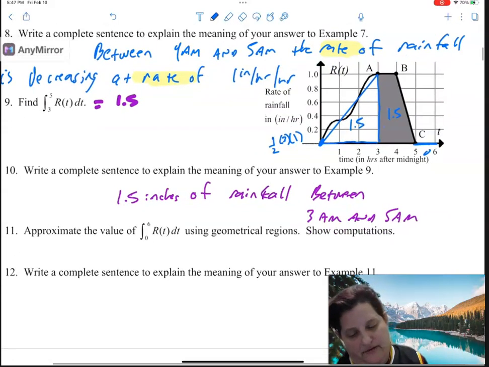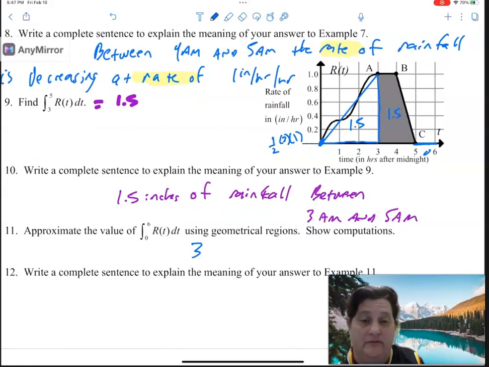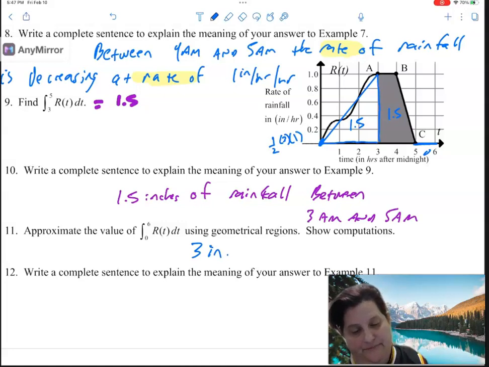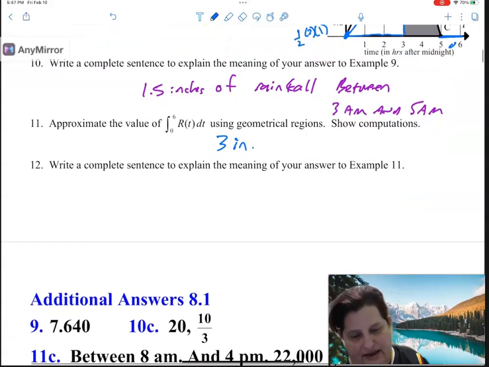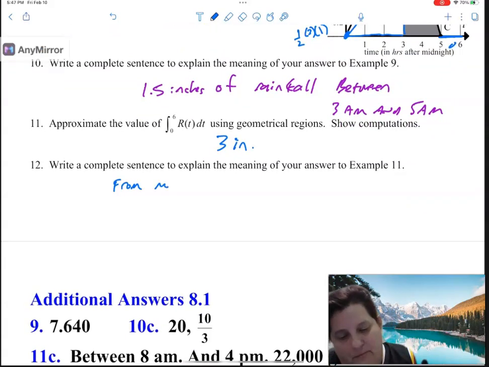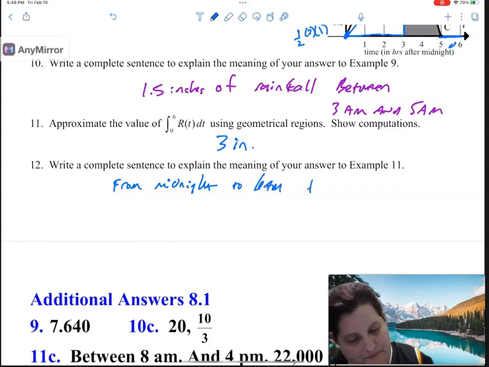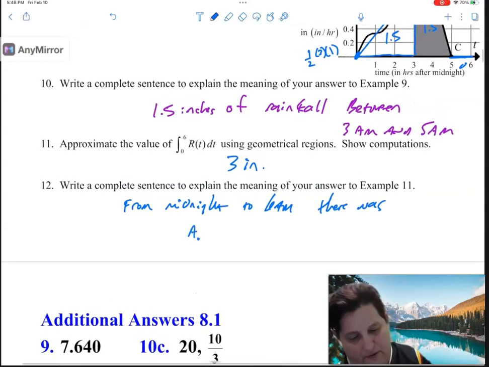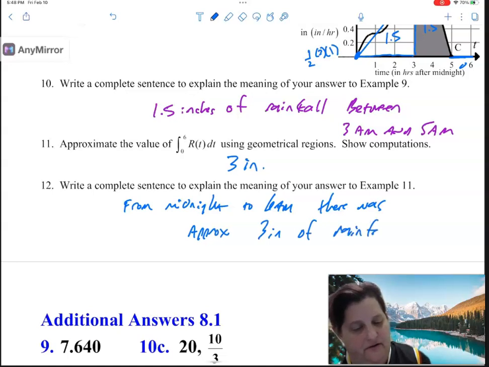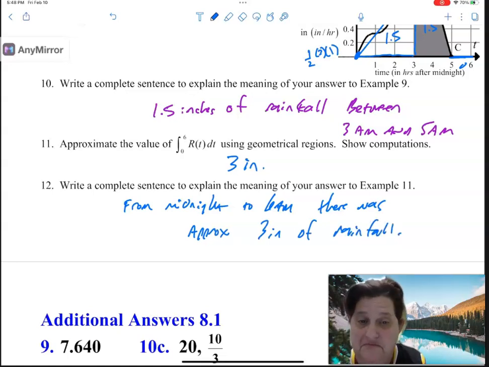So it's a total of 3. Now, again, we're doing an integral of a rate. So inches per hour goes backwards to inches. Okay. So 3 inches is what I got. And I just did a triangle plus a triangle there. And then it was from midnight to 6 a.m. there was approximately 3 inches of rainfall. Okay, an accumulation. That's it. Start for chapter 8. Not too bad.